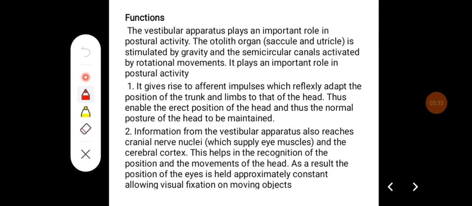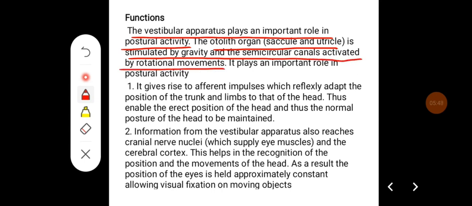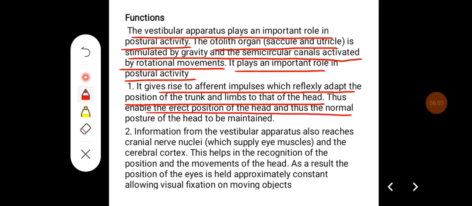Functions of the vestibular apparatus. The vestibular apparatus plays an important role in postural activity. The otolith organs, saccule and utricle, are stimulated by gravity, and the semicircular canals are activated by rotational movements. It gives rise to afferent impulses which reflexly adapt the position of the trunk and limbs to that of the head, thus enabling the erect position of the head and the normal posture of the head to be maintained.